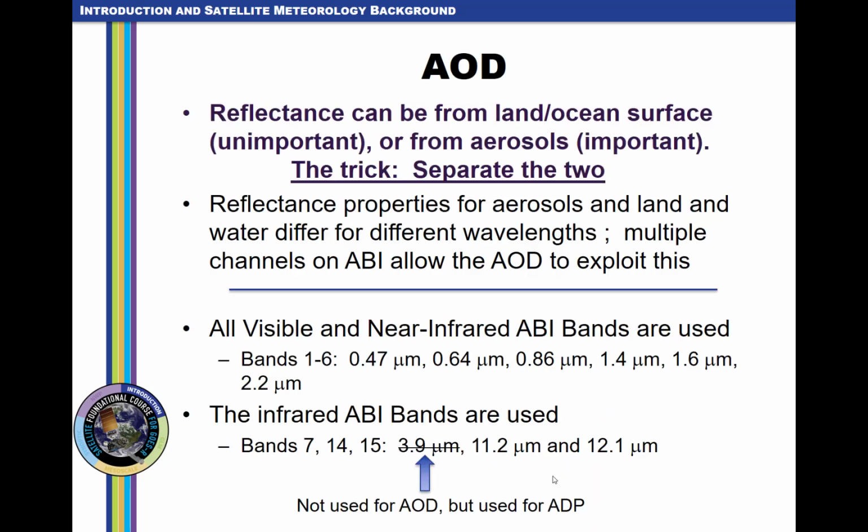When computing AOD, the trick or challenge is to separate the effects of the surface, which is not so interesting, from the effect of the atmosphere, which is much more interesting. The effect of aerosols on reflected visible light varies by wavelength. The multispectral observing abilities of GOES-R in the visible and the near-infrared are key.